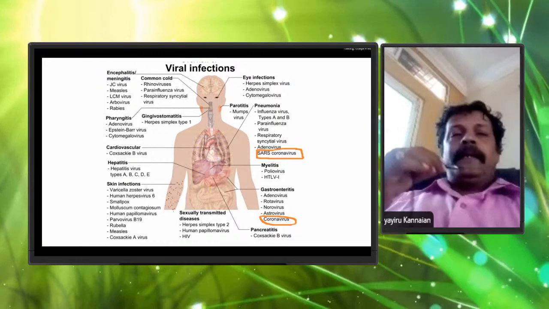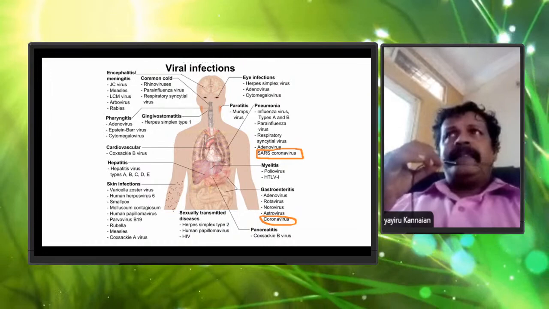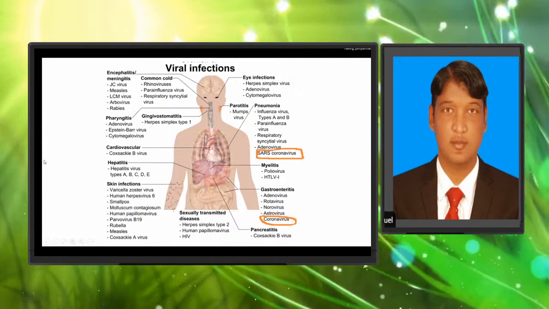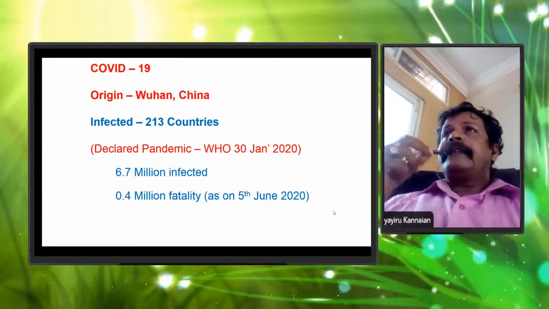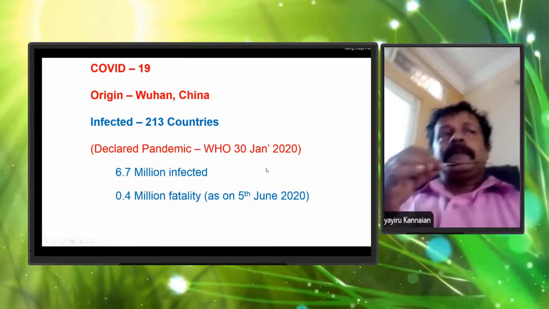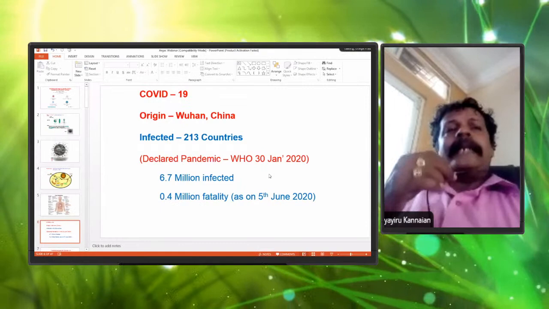As of date, it has infected nearly 215 countries. Earlier it was an epidemic in Wuhan. Later it spread throughout the world. Then by 30th January 2020, WHO declared this a pandemic disease.